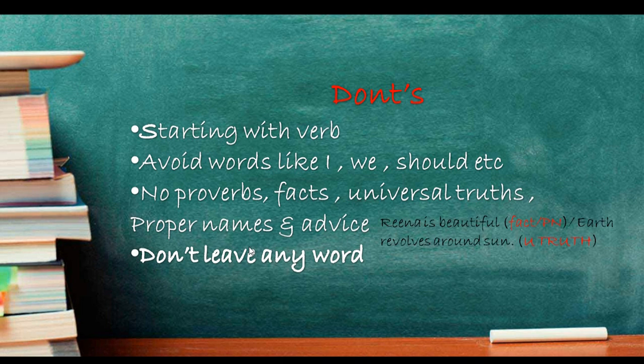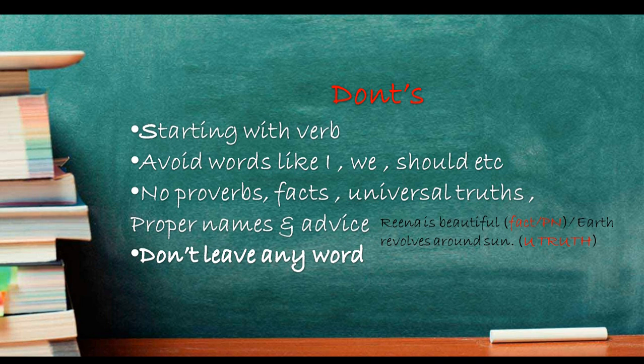The example is Reena is beautiful. Reena is a proper noun and it is also a fact. Earth revolves around the sun is also a universal truth, and you can easily make out that these two sentences do not reflect any of your personality traits. The most important thing is you should not leave any word. Only if you don't know the meaning of that word can you leave it, but make sure that you are able to complete all the sentences.